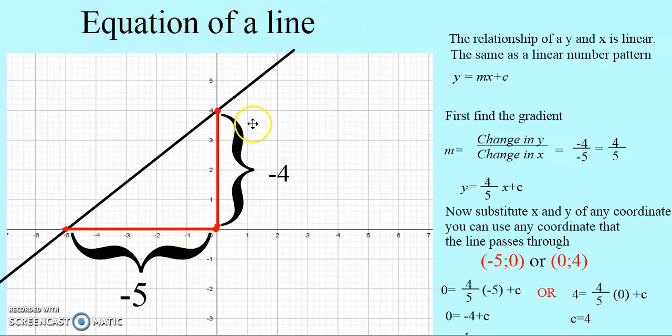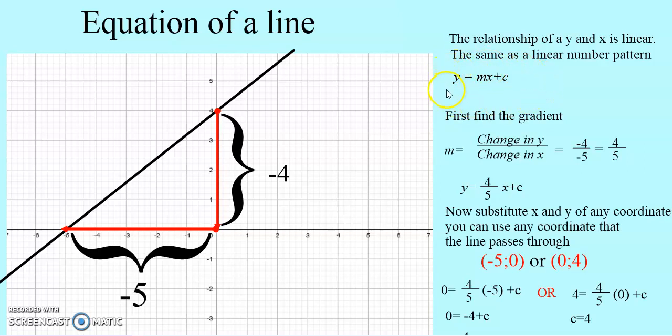Gradient is associated strongly with the equation of the line. Without this, I cannot calculate the equation of this line. First things first, you will see this is a straight line. It tells me that the relationship of y and x is linear. It's the same as in the number patterns that we did, the linear number patterns. So we say that if there is a certain growth and that growth continues the same, we say there is a linear growth. Let's get straight into it.